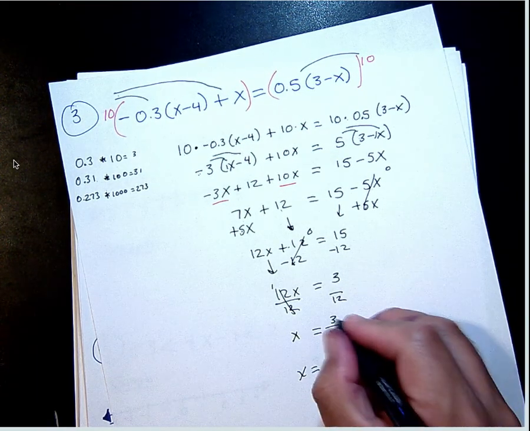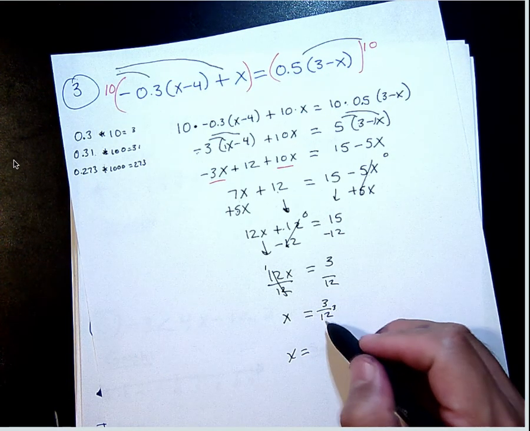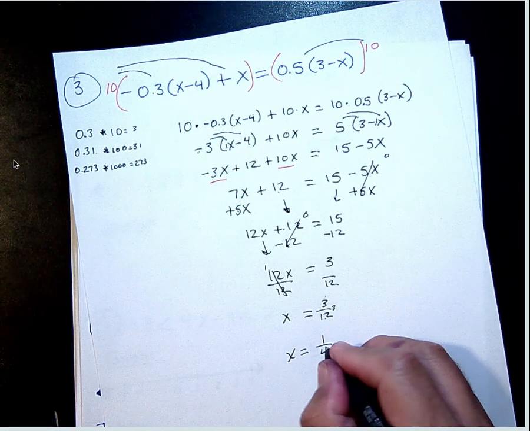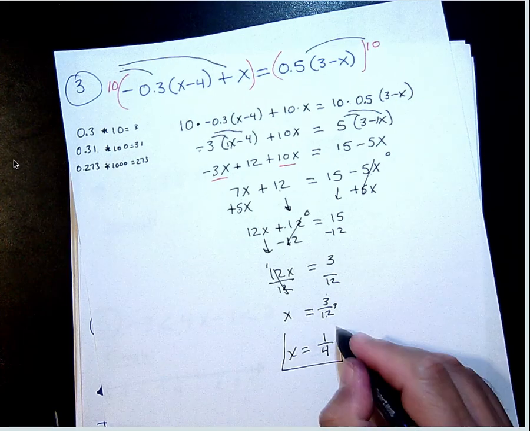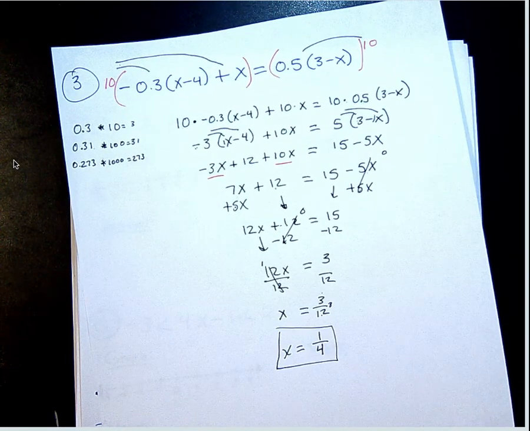You can reduce that by 3. 3 is common to these two. 3 divided by 3 is 1. 12 divided by 3 is 4, and that's the answer. Number 3. That's how you solve that one.